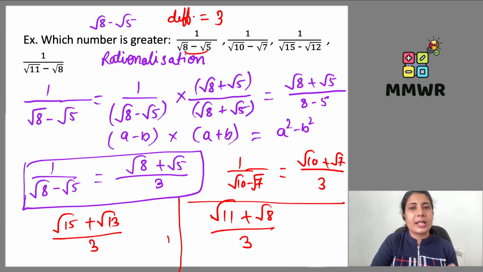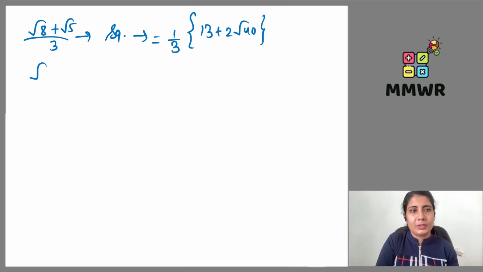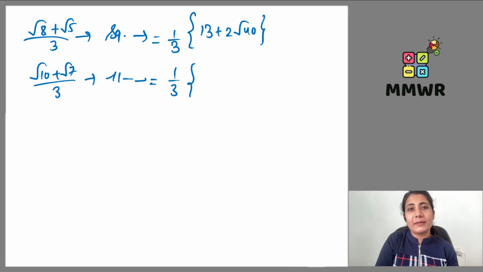Second value is (√10 + √7)/3. Again I'll take the square, which gives me 1/3 of (√10 + √7) squared. That means 10 + 7 = 17, plus 2√70.